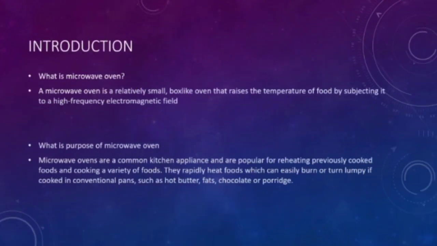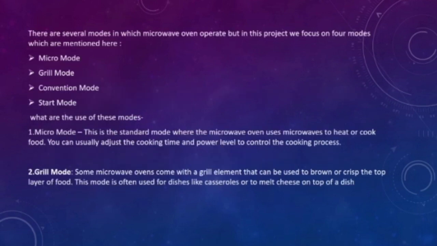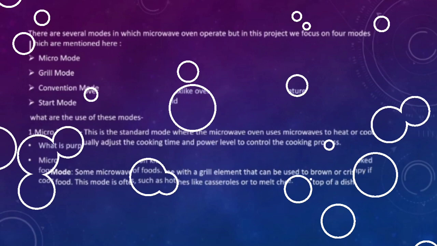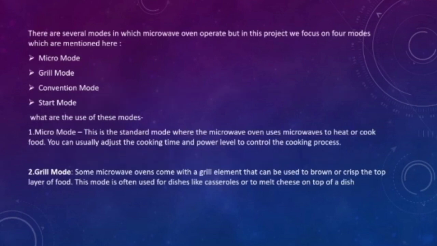A microwave oven is a relatively small box-like oven that raises the temperature of the food by subjecting it to a high-frequency electromagnetic field. What is the purpose of a microwave oven? Microwave ovens are common kitchen appliances, popular for reheating previously cooked food and cooking a variety of foods. They rapidly heat foods which can easily burn or turn lumpy if cooked in conventional pans, such as hot butter, fats, chocolate or porridge.